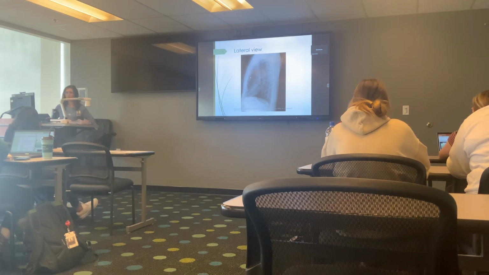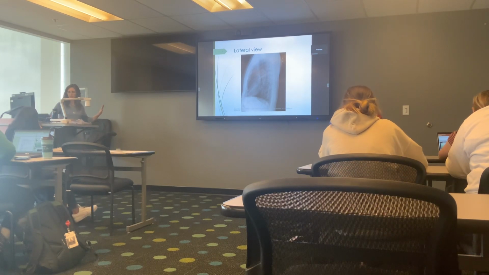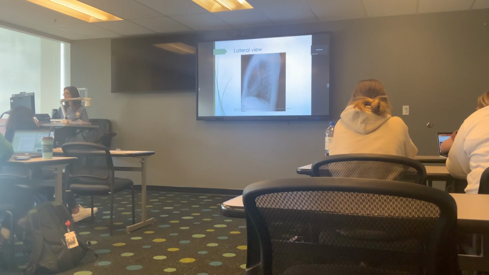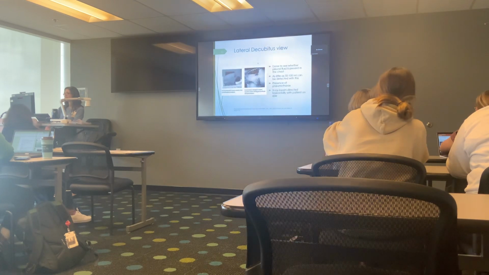It's usually done with the left side against the plate, like I mentioned, so the x-rays are coming from the right to the left to have less magnification of the heart. Because if it's done the other way, sometimes the heart can look bigger. Okay? You can also see some of the pulmonary vessels here. All right, so that's a lateral view.